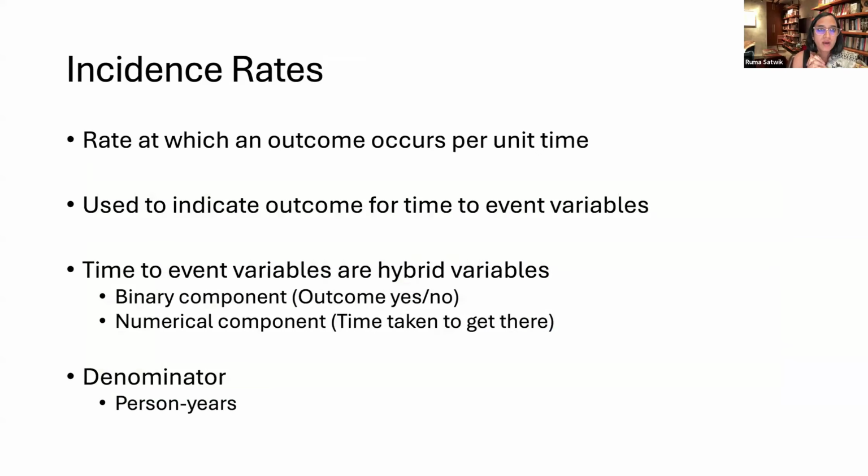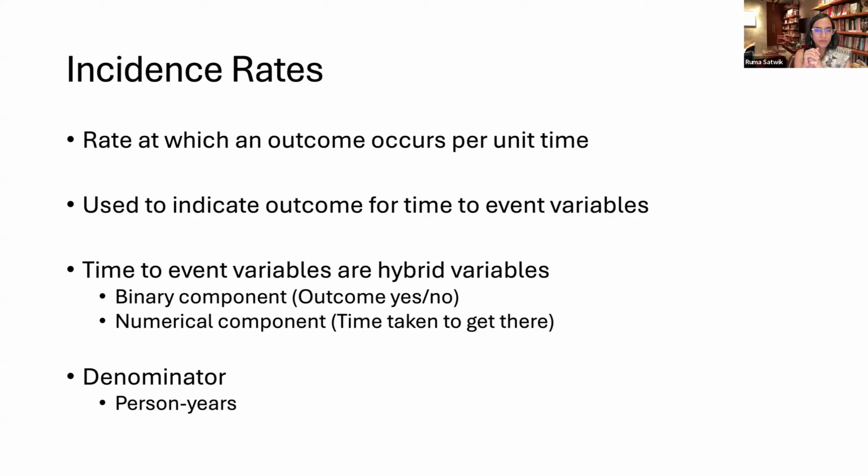What are they? Incidence rates, from your PSM, if you try and recall, is the development of a new outcome over a unit of time, per year or whatever. So if you remember TB cases that we would read, there was a word prevalence that we would use, which was all the possible TB cases, old and new, that you see in a year. And incidence was the new cases of TB that were seen in a year. So in this particular example, we are taking the definition of rate at which an outcome occurs per unit time. It is used to indicate outcome for time to event variables.